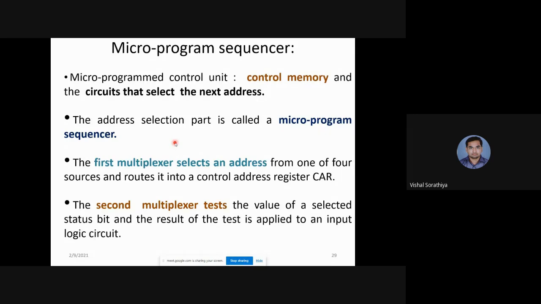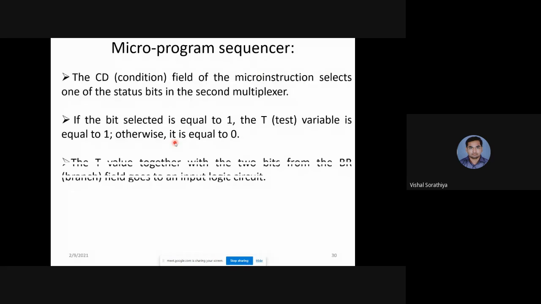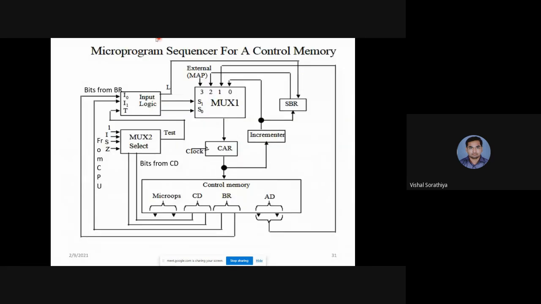The multiplexer selects an address from one of 4 sources and routes it to the control address register. Let me go to that one. It will be like this. From all the 4 inputs, it will select any one of the paths. It is coming from the incrementer of the control address register, or subroutine, or from any other control memory location, or from the external map. So that is going to be selected.